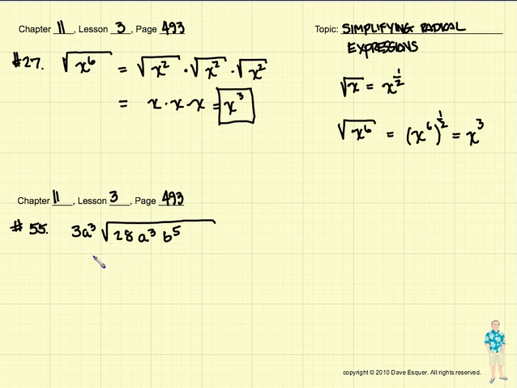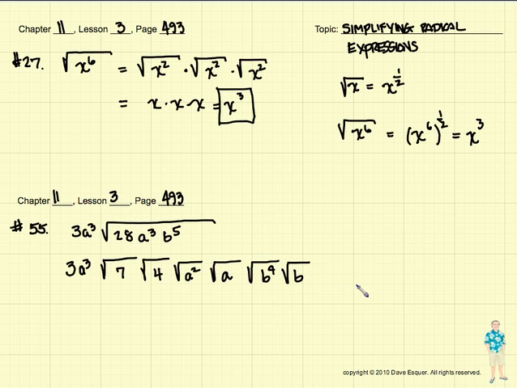Let's try something like number 55. We have 3a cubed times the square root of 28a cubed b to the 5th. Let's rewrite it. 3a cubed, and I think we have 7, 4, a squared, a, b to the 4th, and b. Remember, with our rules, we can break it up that way.